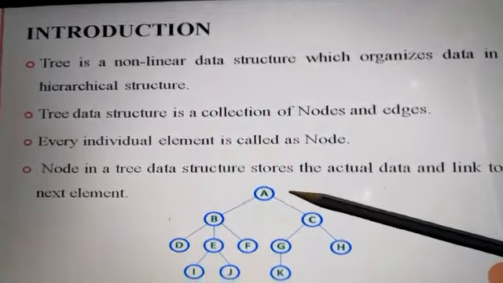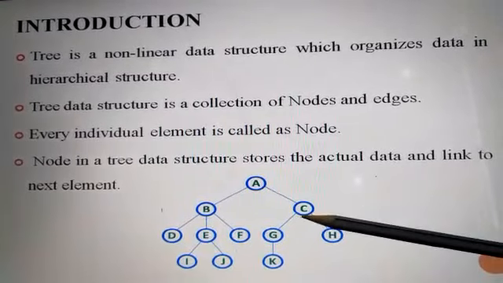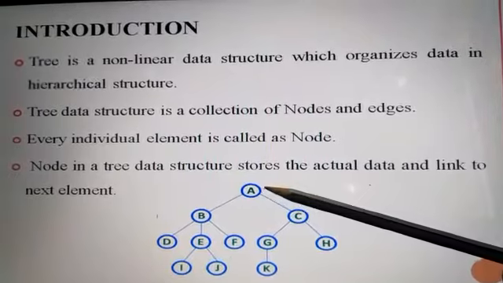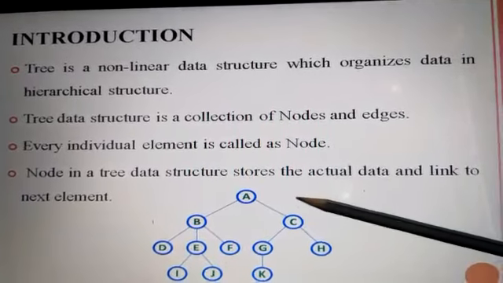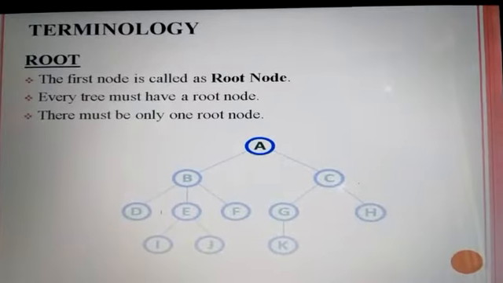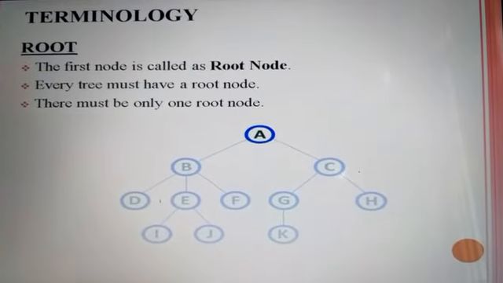A tree is a collection of nodes and edges. Nodes are used to store the actual data, and they also provide the links to the next element. And edges are used to connect the nodes. There are some basic terminologies for tree data structure.